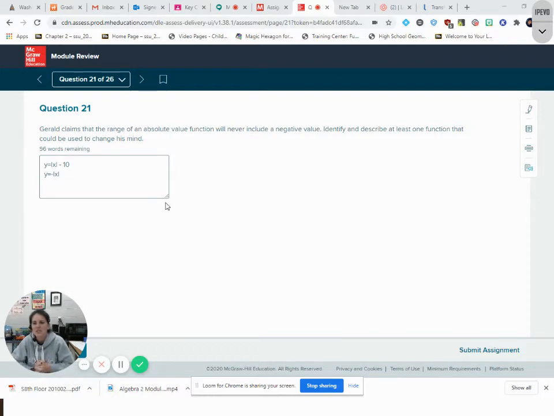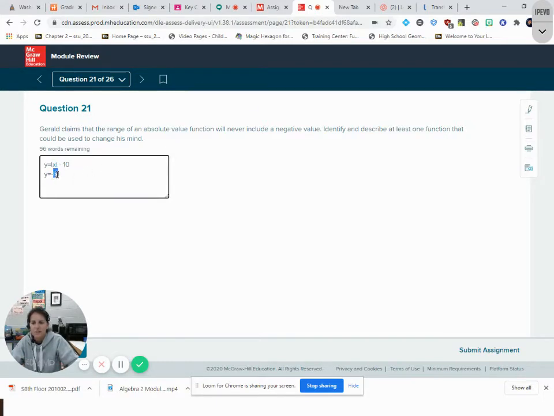It says Gerald claims that the range of an absolute value function will never include a negative value. Identify and describe at least one function that could be used to change his mind. Well, I went ahead and put two functions in here that could be used to change his mind. If I plugged in a 1 here, yes, the absolute value of 1 is a positive 1, but then when I take away 10, I get negative 9.